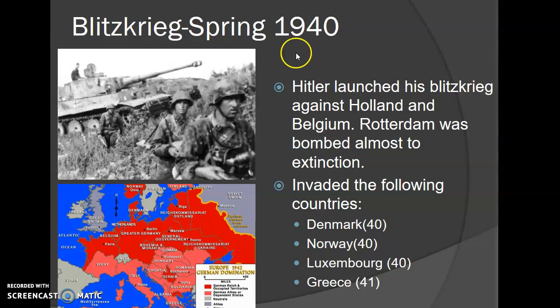Basically, the one thing we want to do, especially if you look at this map down here, it is insane to think all that he managed to conquer. He managed to get all of this under his control in less than a year and a half. On the list of countries over here is Denmark, Norway, Luxembourg, Greece in 41. So a little bit later, but that's because Greece provides some geographical challenges.